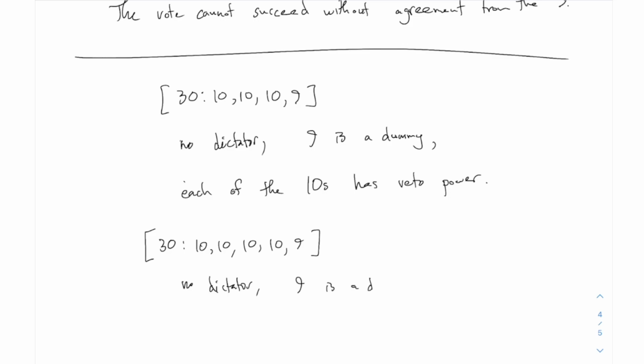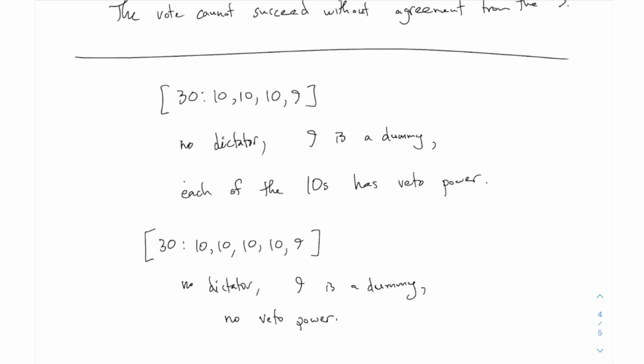Any veto power this time? Last time it was a fact that each of these 10s is necessary to get to the 30. Is it still true? I think it's not still true because in this case, this first 10 is not necessary to meet the 30 because the other three 10s can add up to the 30. So actually, in this example, there's no dictator, 9 is a dummy, and no veto power. Because each one of those 10s by themselves is not necessary to meet the 30, because the other three 10s can meet it without their help.